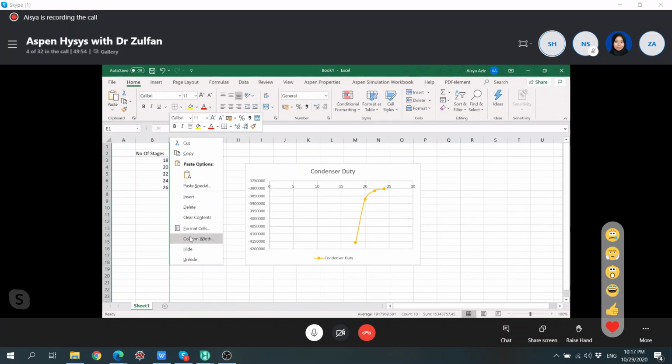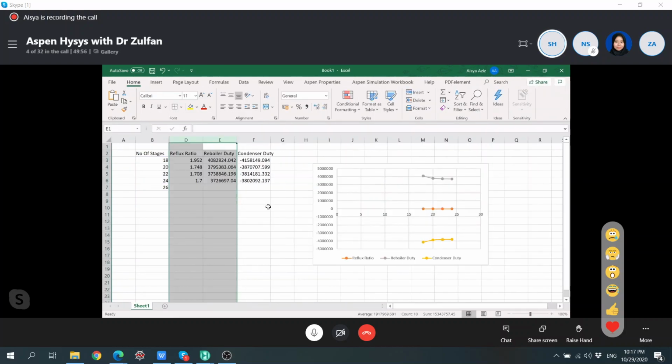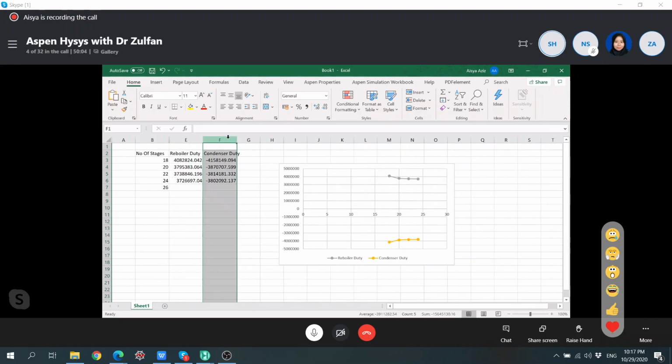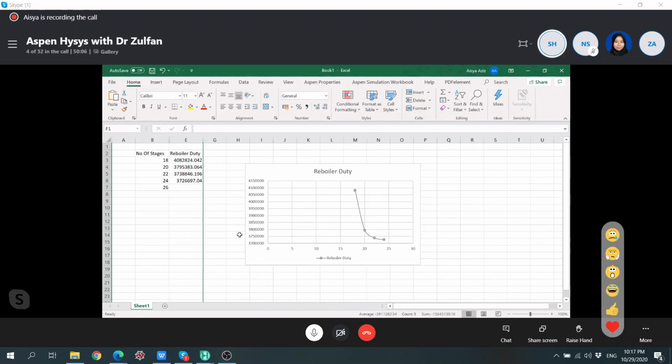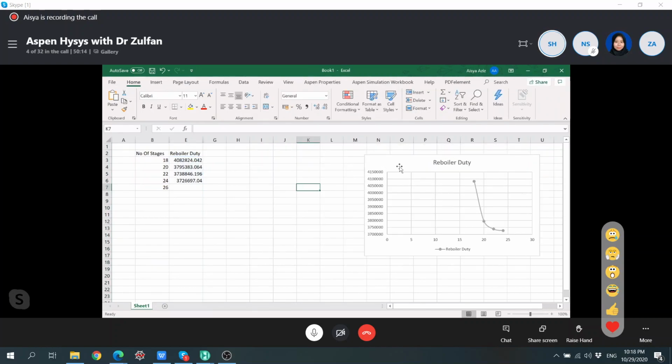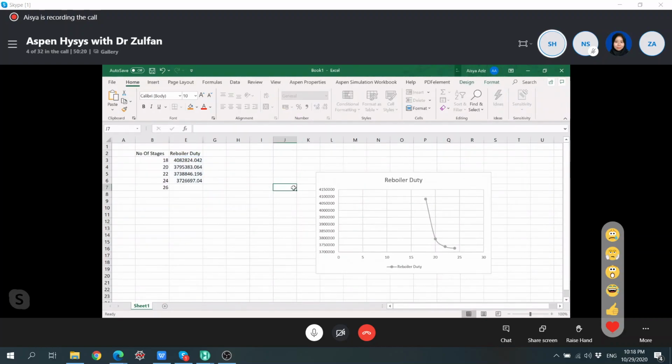But Doctor, what is the best practice? As in cost, right? Is it viable to add more stages? Because here we are maintaining the purity at 96%, right? So what is the best practice? Is it going for lower cost of energy, as in reboiler duty and condenser, or do we add number of stages?